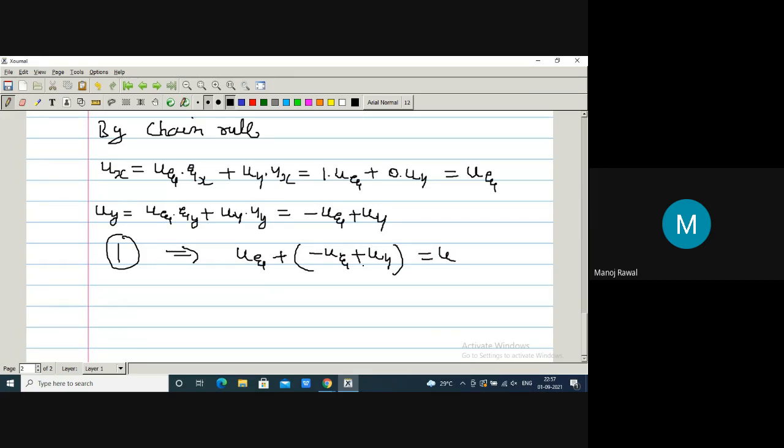right? And now what is getting cancelled? This is getting cancelled. So I am left with u eta is equal to u. And this is the required canonical form, students. So this is the required canonical form.